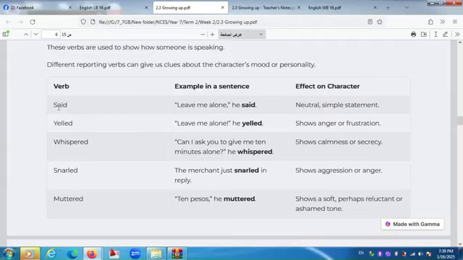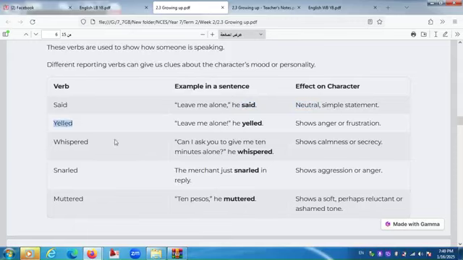Some reporting verbs to describe the mood or the effect. Said. Remember that said is dead. Don't repeat said that much. Use said one time and then try to use other synonyms according to the mood of the speaker. "Okay, leave me alone," I will put a comma. He said. Effect on the character: neutral, simple statement.